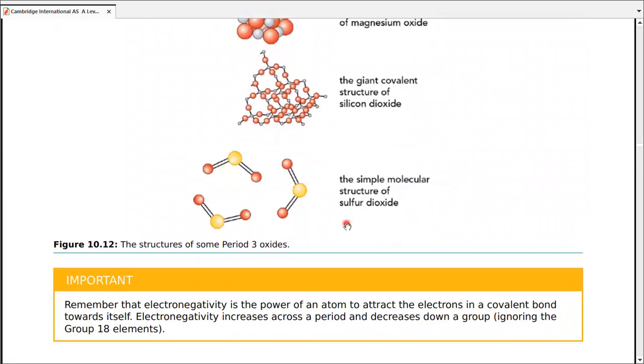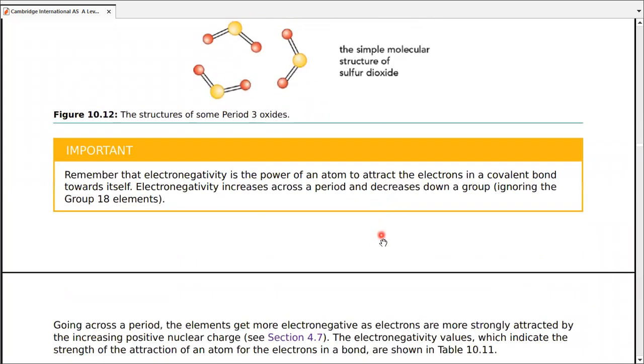Moving on, simple molecular structures have low melting and boiling points because they are simple, smaller molecules. I hope you understand about the van der Waals forces in them. Because they have weak intermolecular forces, they are very easy to melt and boil.